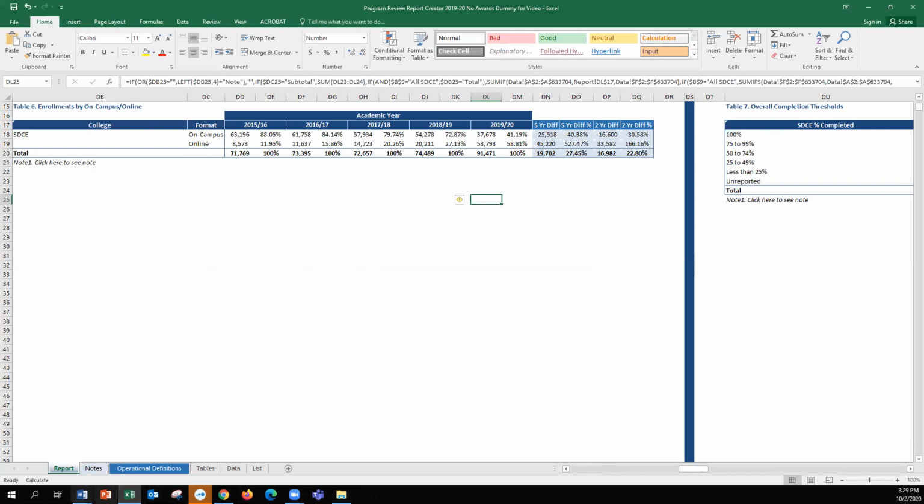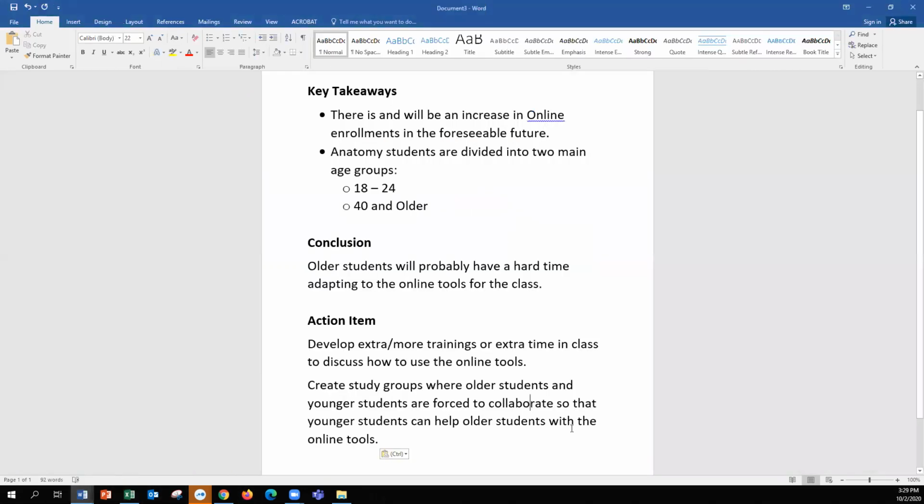So therefore, he decided that he was going to focus on those students who are having a hard time in their online classes. In order to help them, he's going to offer extra material for those who are having a hard time with the online environment, as well as create study groups, putting younger students with older students together in groups such that the younger students can share their knowledge and help the older students with the online tools. And at the same time, maybe the older students can help the younger students be more focused or share some of the experience they've been through in life with the younger folks.